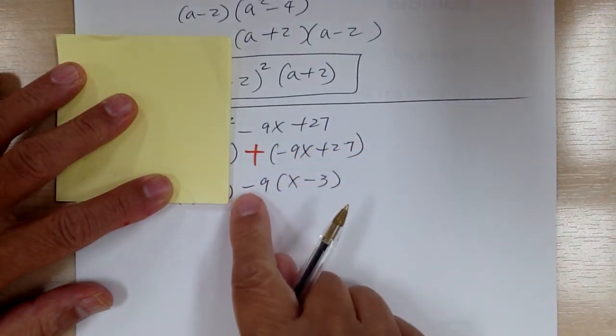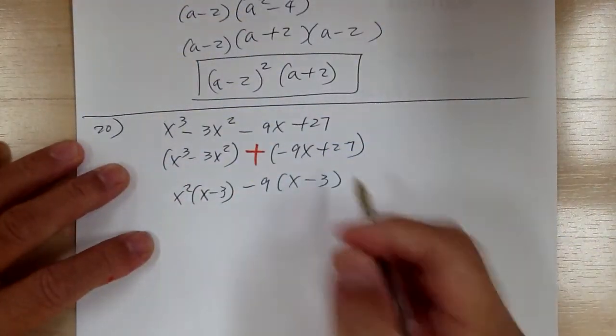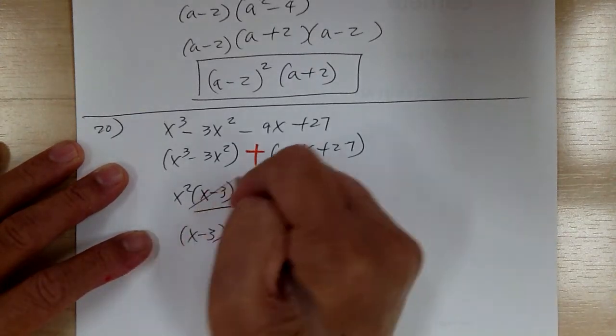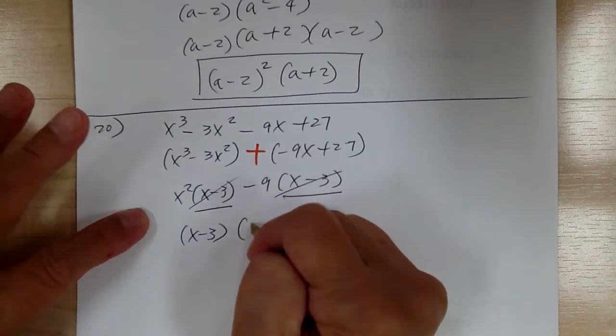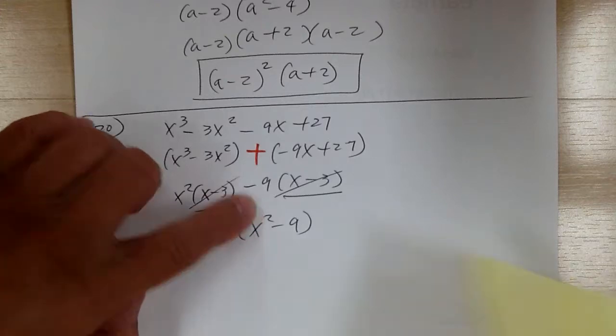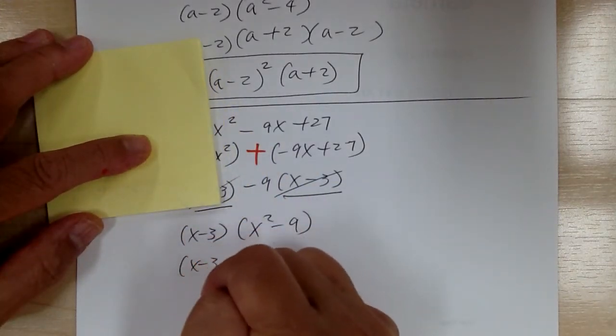Right? So again, you can check. Negative 9 times negative 3 gives you positive 27. Okay, so you get x minus 3. You can factor out the x minus 3. So this cancels out, right? It's when your factor is gone. So you got x squared minus 9. Okay? Again, whenever you have square, you have to keep checking. Okay? So this part is already done.